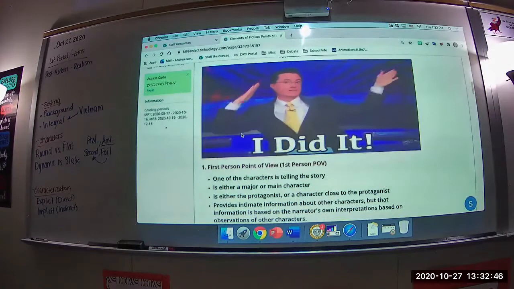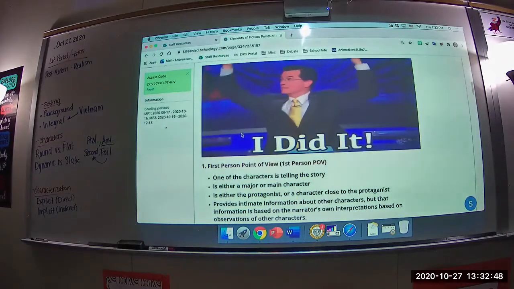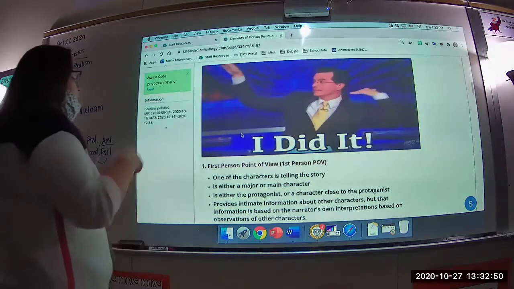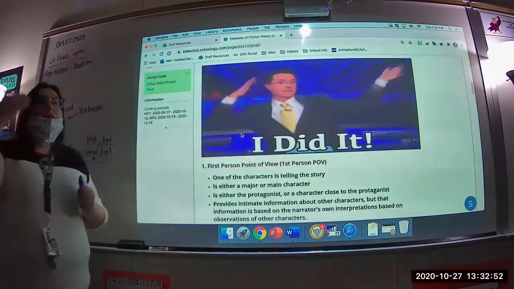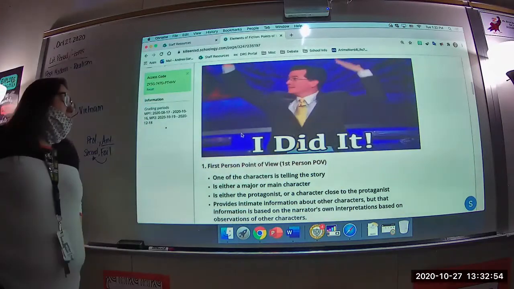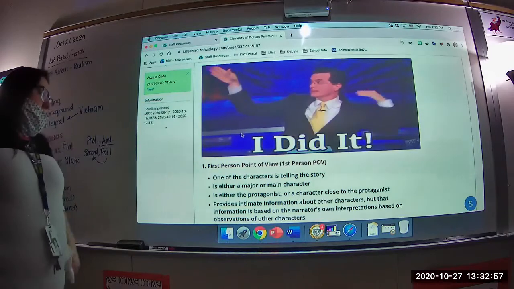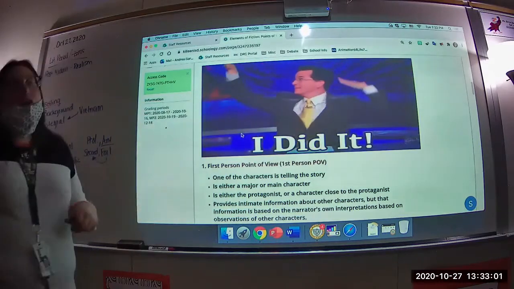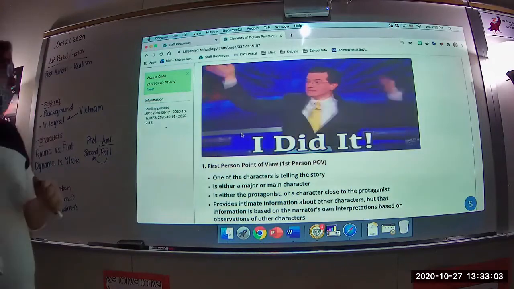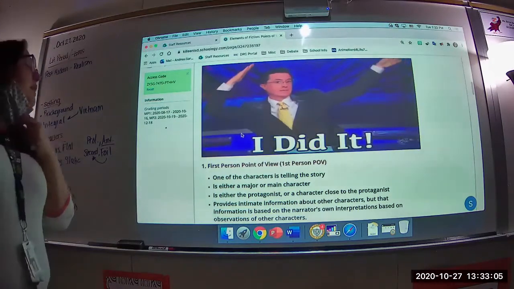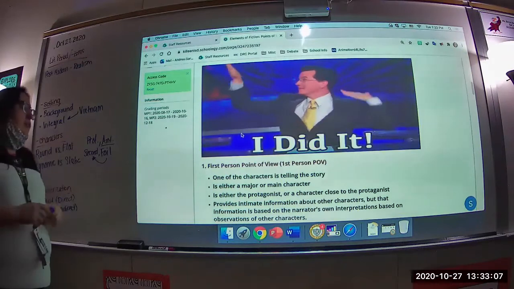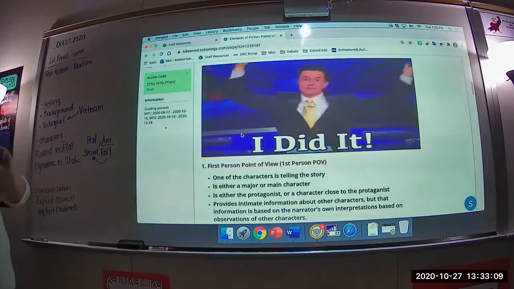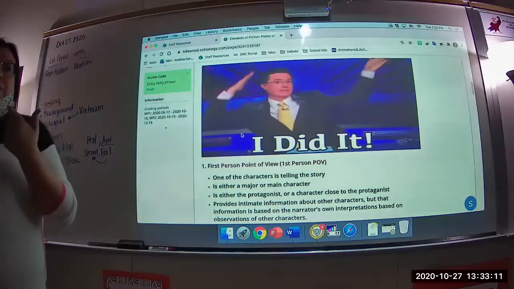So the first type, first person. This is our most common when we talk. First person point of view is when one of the characters in the story is telling the story, okay? It's either a major or main character, a protagonist, or a character close to the protagonist, okay? It provides intimate information about other characters, but that information is only based on what they're seeing.